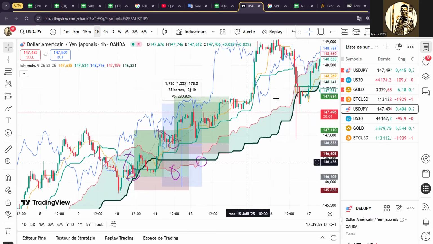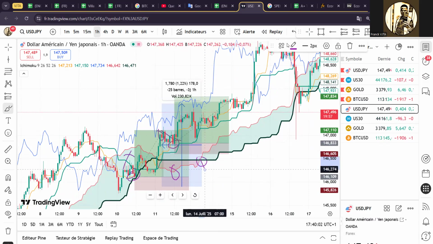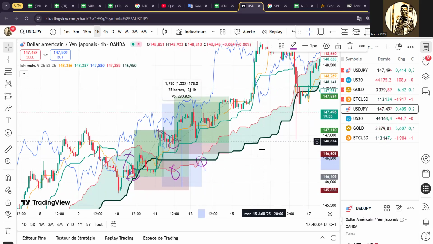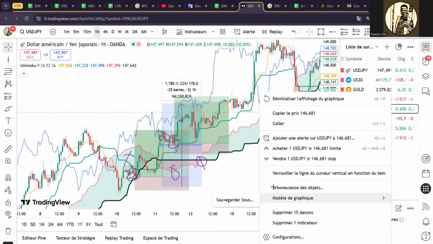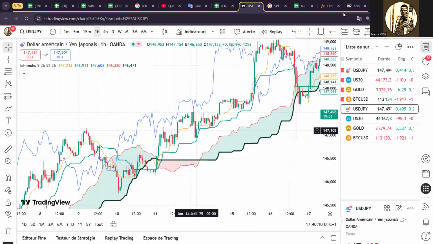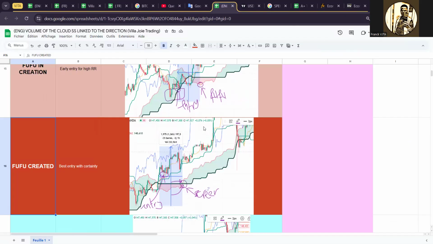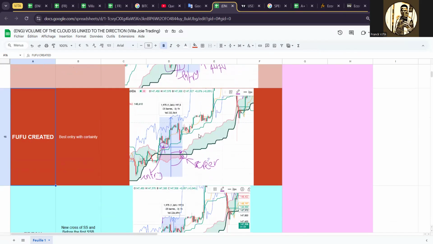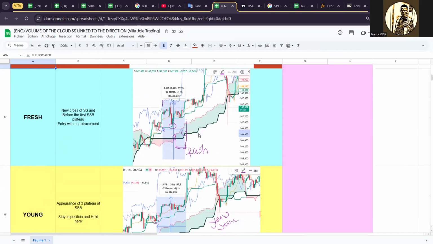Even before you have a TK cross or a cloud cross again. One of the best moments, because you know that in the upper time frame you have a confirmation to the upside, a confirmation of our TK snake that forces the price to keep going to the upside. So now, let us start with the first speed.